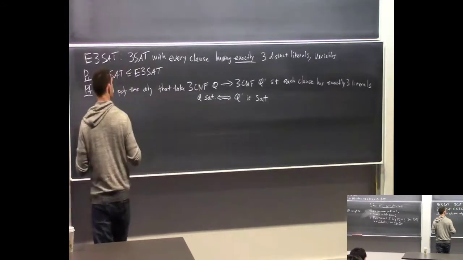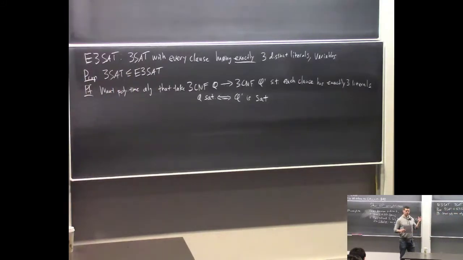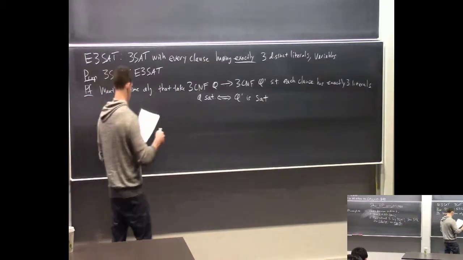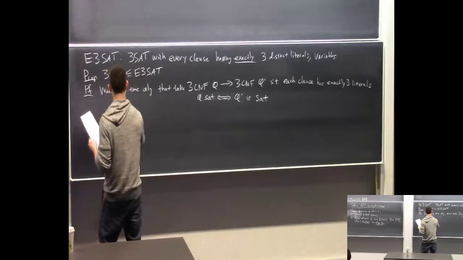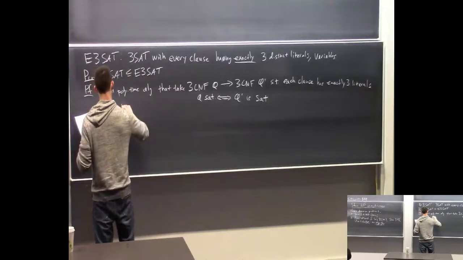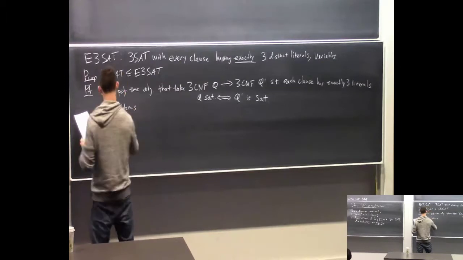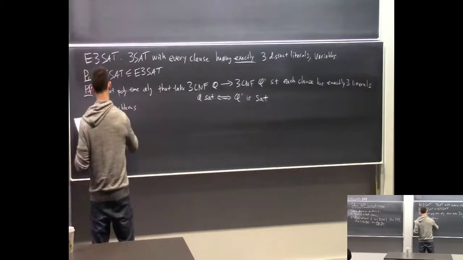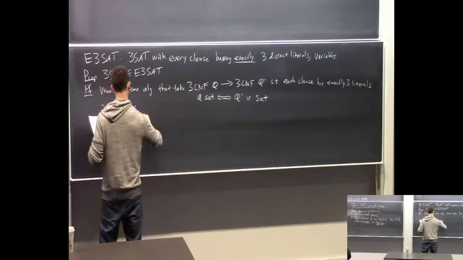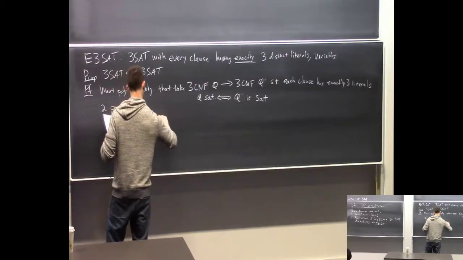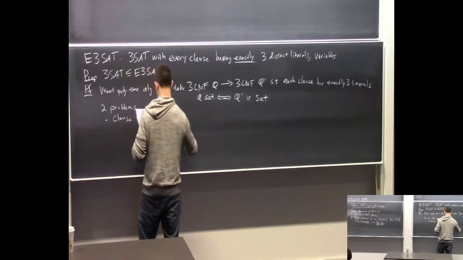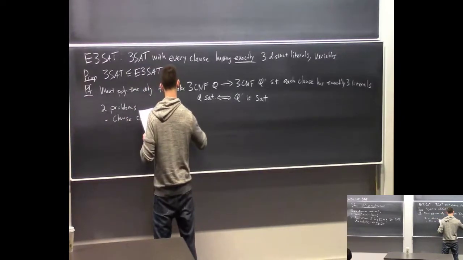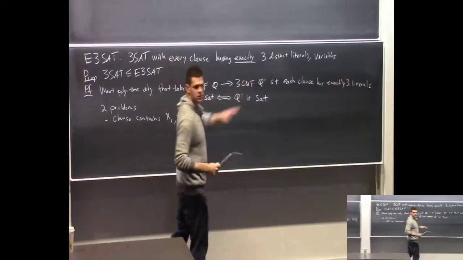Okay, so of course, if we're looking through our clauses of phi and we have exactly 3 literals, they're all distinct. That's great. We don't need to do anything. But what problems can arise? There are 2 problems that can arise. One is that a clause contains both a variable and its negation. So we wanted 3 distinct variables as well.